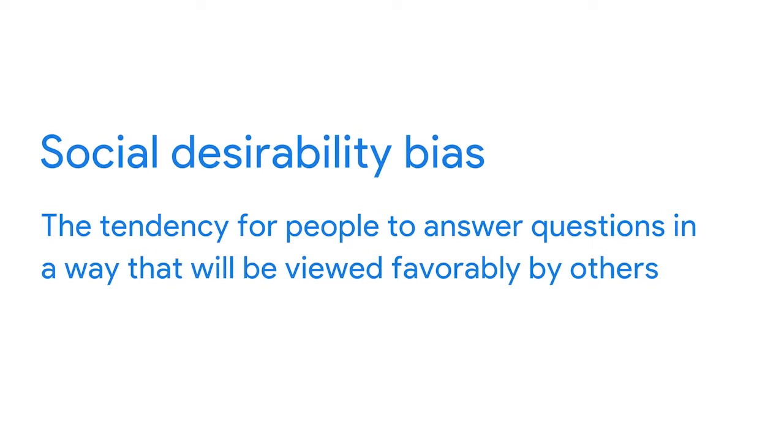The last bias to guard against is the social desirability bias. The social desirability bias describes the tendency for people to answer questions in a way that will be viewed favorably by others. In usability studies, the social desirability bias can cause participants to focus on the positive aspects of their experience with the product and minimize the negative aspects.